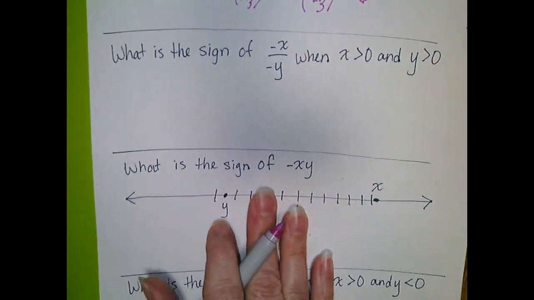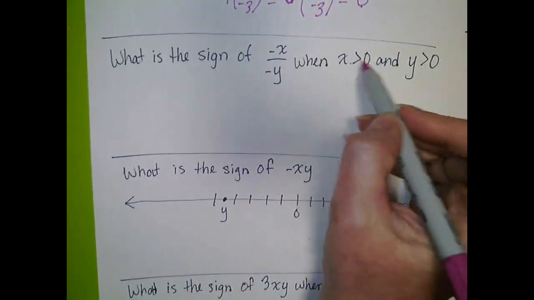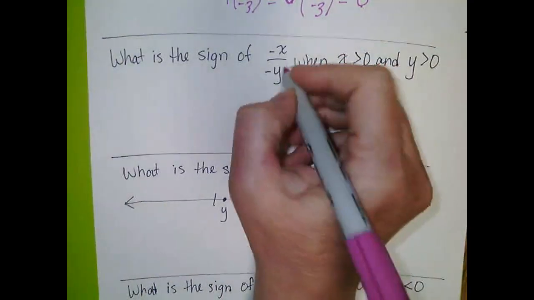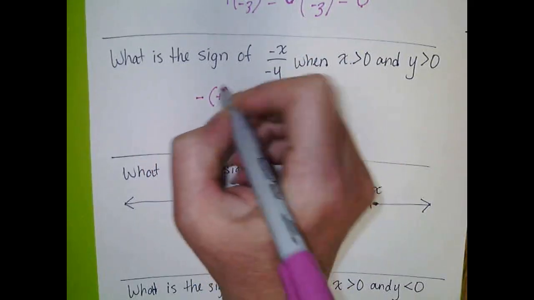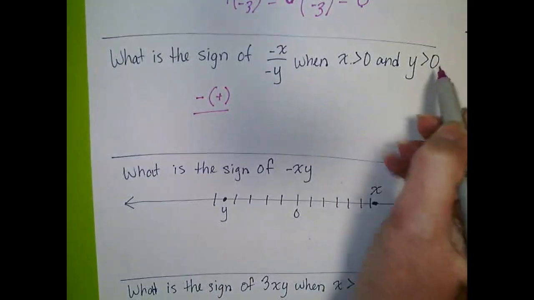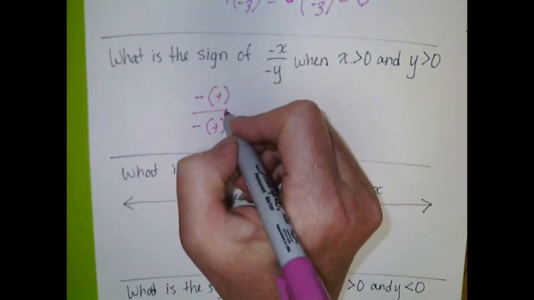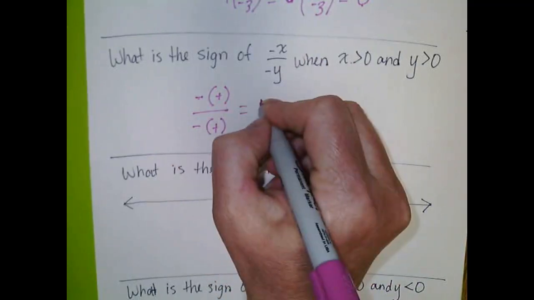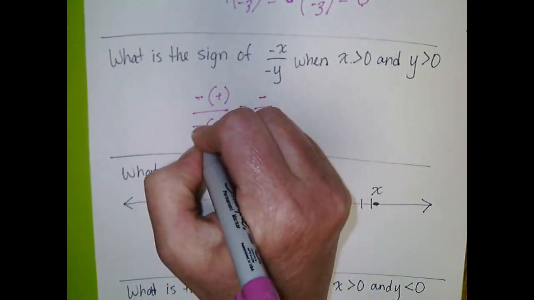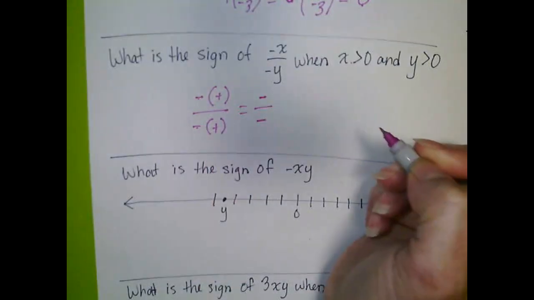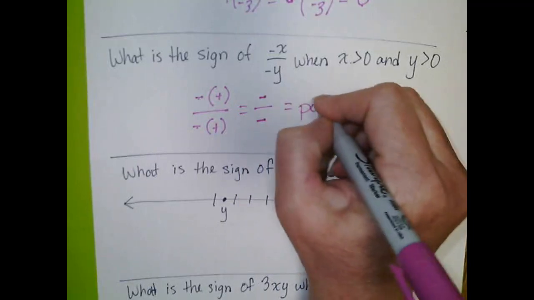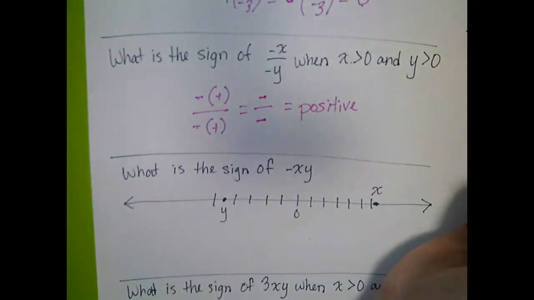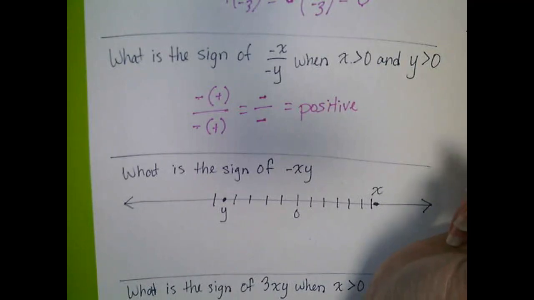What is the sign of negative x over negative y when x is greater than 0? So I'm actually going to put, instead of x, a plus sign. So this is a negative times a positive, and y is greater than 0. So here, a negative times a positive equals a negative, and at the bottom, a negative times a positive also equals a negative. Negative divided by negative is positive. Does that make more sense? All right.